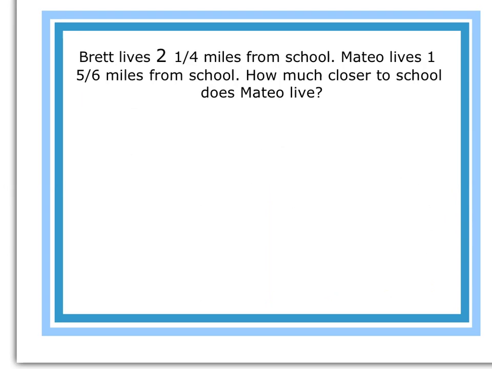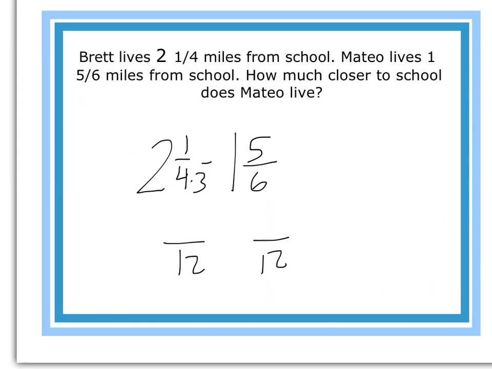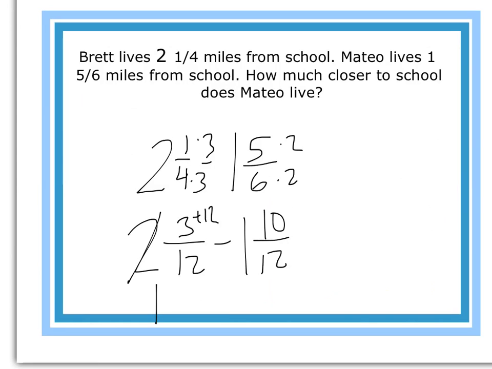Brett lives 2 1/4 miles from school. Mateo lives 1 5/6 miles from school. How much closer to school does Mateo live? We're going to subtract 2 1/4 minus 1 5/6. I get a common denominator of 12. Here I multiplied by 3. 2 and 3/12. Here I multiplied times 2. 1 and 10/12. I need to borrow for this problem because it's subtraction. So I'm going to change this to a 1. Add 12 to the top because that's my bottom number. 15/12 minus 1 and 10/12. And I get 0 because 1 minus 1 is 0, so I'm not going to write the 0. But 15 minus 10 is 5/12 of a mile.